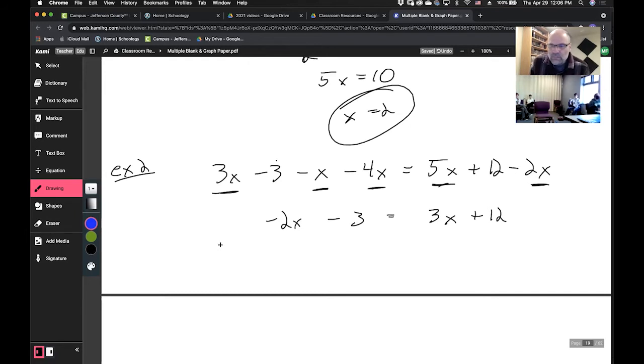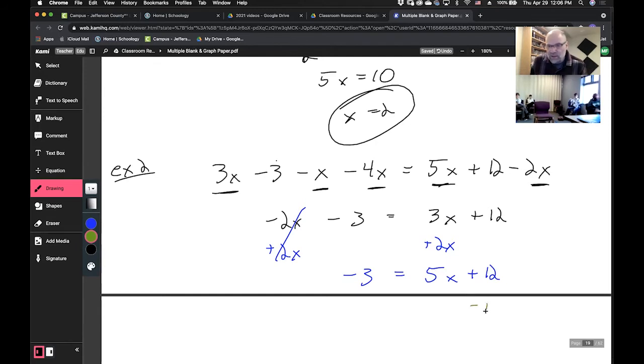Negative 2x. Okay, so how do you get rid of a negative 2x? You just add. Right, so remember, you're either adding or subtracting terms to get rid of terms. So that cancels, and we're left with negative 3 equals 5x plus 12. All right, now this is familiar ground. We have to get this x by itself. There's no more multiple x's, so we don't have to worry about which one to get by itself, because now we just have one x to get by itself.